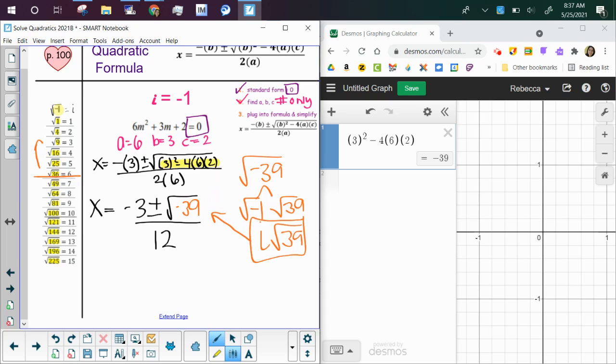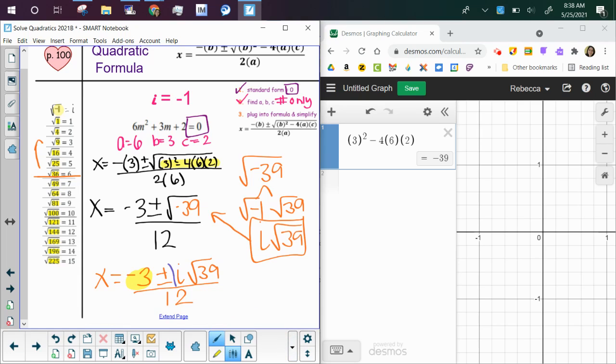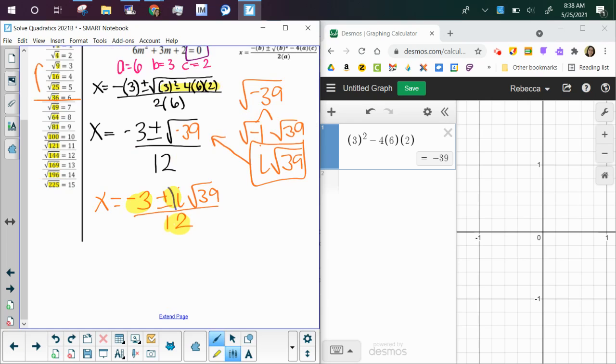So this answer turns into x equals -3 plus or minus i square root of 39 all over 12. Now remember, this is where I would simplify if I can, but I can't take a number out of 3. If there's no number here, remember that's an invisible 1, so this is 1i. So I can't take a number out of 3, 1, and 12. So I'm all done with this problem. So I could just write my final answer as x equals -3 plus or minus i square root of 39 all over 12.